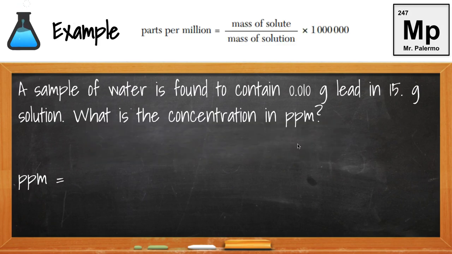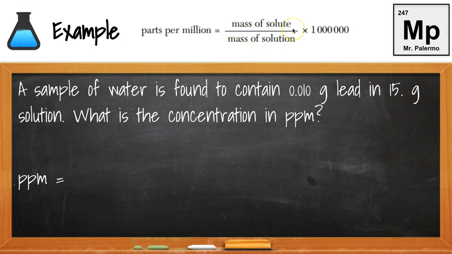So let's see an example of the parts per million formula in action. A sample of water is found to contain 0.010 grams of lead in 15 grams of solution. What is the concentration in parts per million? So they ask you to solve it in parts per million. That's how you know to use that formula. But if they didn't tell you that, you can see that we're using a very, very small amount of solute in our solution. And so let's see how we use this formula.